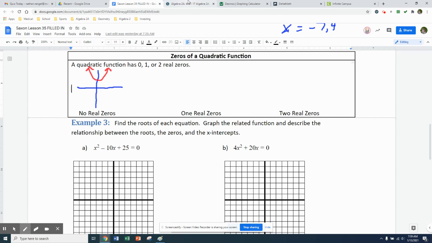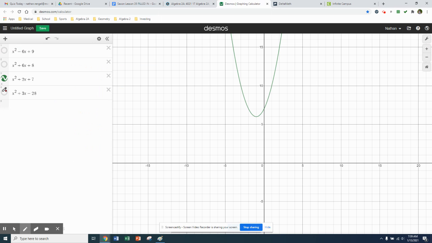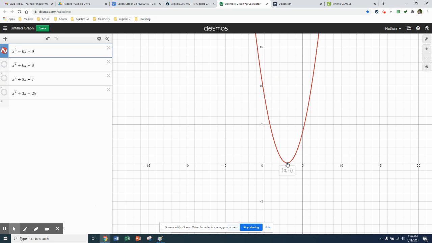You could have a quadratic that has one real solution. So a quadratic that has one real solution is going to look like this. It's going to come down. It's going to hit your x-axis, but right where it hits the x-axis, it's going to turn and go the other direction. So this particular quadratic, it does factor.